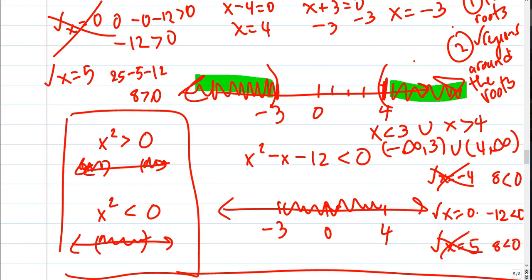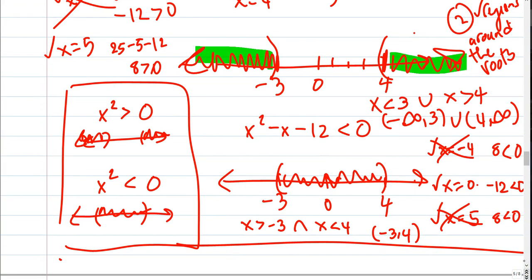And if I checked a 5, I would get that 8 is less than 0 again, which is not true. So this tells me this answer, instead of being an or, it would be what? X is greater than -3, and X is less than 4. We keep just the middle, the overlap, with the parentheses. And our interval, I would just put from -3 to +4, because we can write those together as an and.